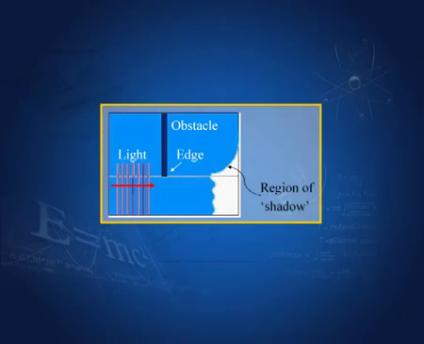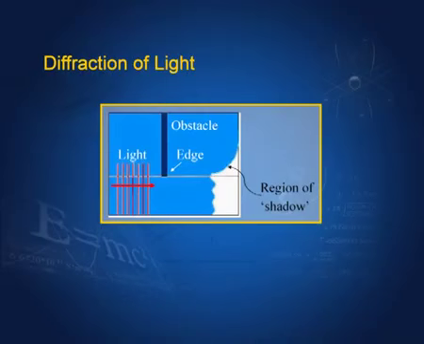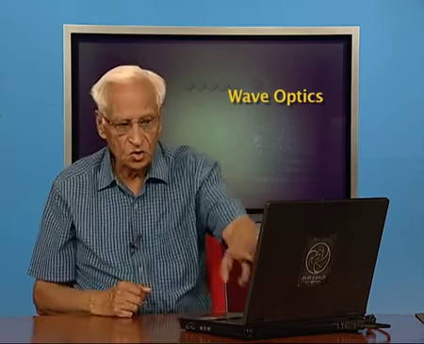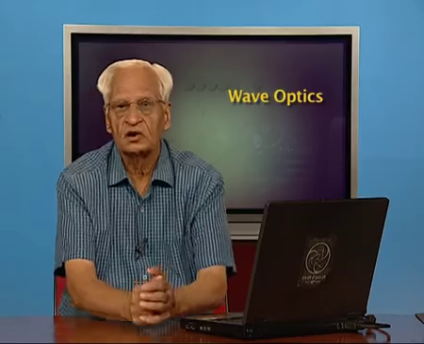When you look at it carefully, as scientists did, they found that there is light going into the region which should actually be a shadow region, and that they could not explain if light travels in straight lines. So, to explain this phenomenon of light, a very little bit of light intruding into the shadow region, as if the light is bending around this edge, this phenomenon of bending of light is called diffraction.